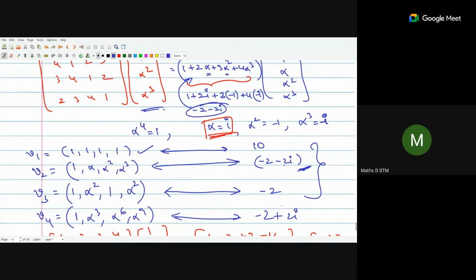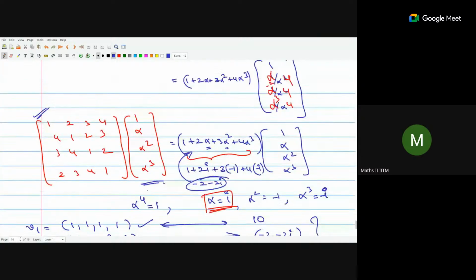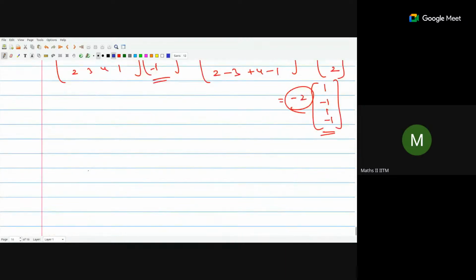So whenever you have circulant matrices, the computation of eigenvalues and eigenvectors is very easy. You don't need to follow the traditional method, A minus lambda I, taking its determinant and equating it to 0. You don't need to do that. So you can follow this approach.